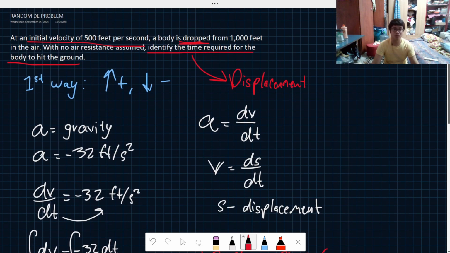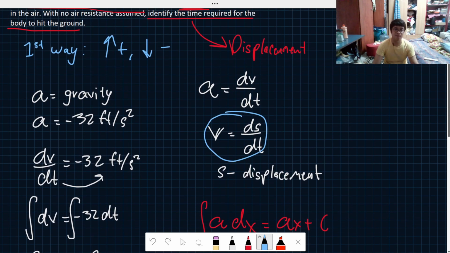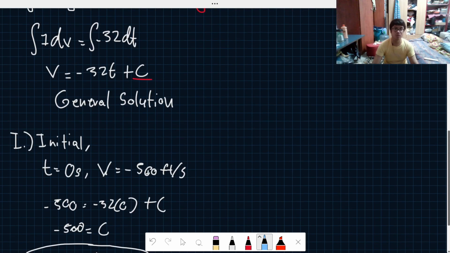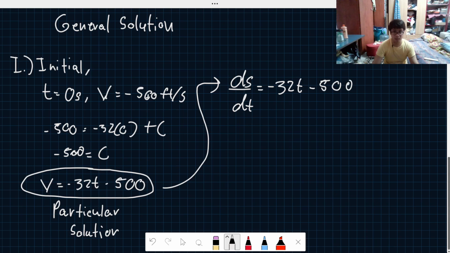Just like what we did to the acceleration, where we changed it to dv all over dt, we will do the same thing for v. We will change v into ds all over dt. Which makes sense because velocity is the rate of change of displacement. Or another way to say it in calculus terms, velocity is the derivative of displacement with respect to time.